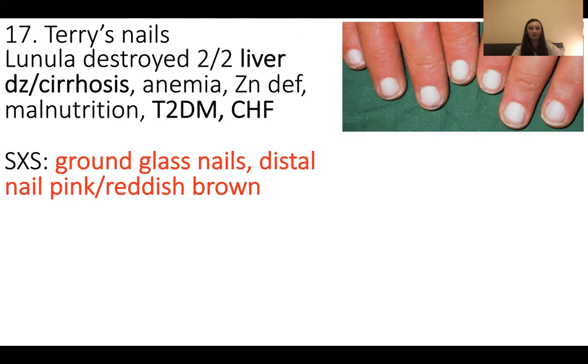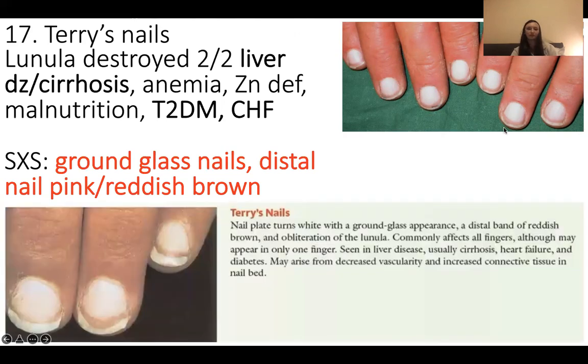And this is due to like liver cirrhosis, type 2 diabetes, CHF. And so if the lunula is destroyed, you can see like it sort of extends further. So it's not half and half like Lindsay's. It's more like mostly white, just the tips are darker.